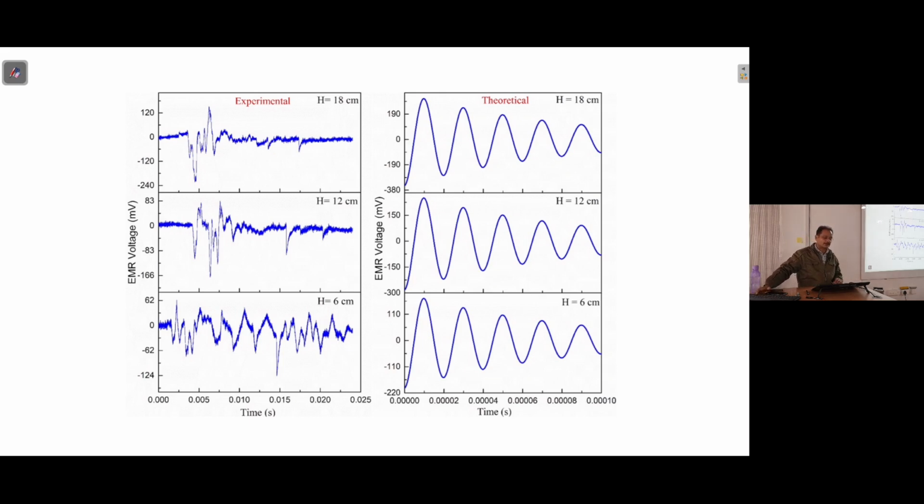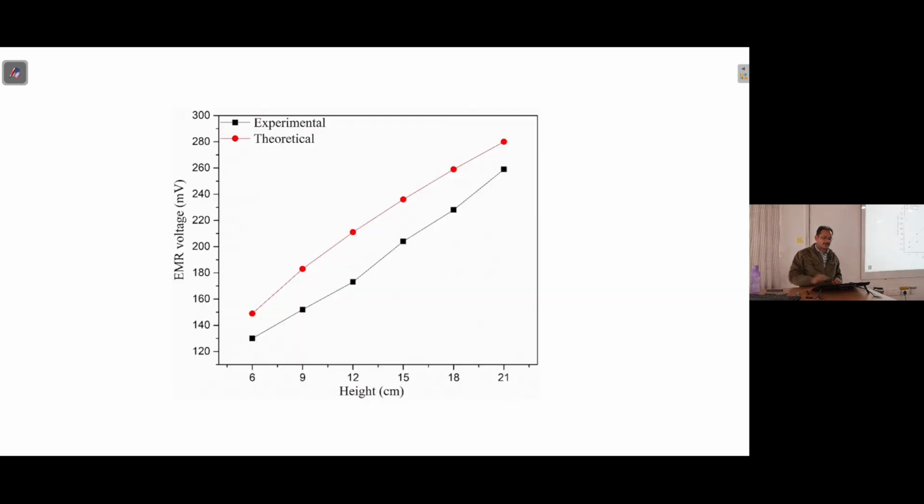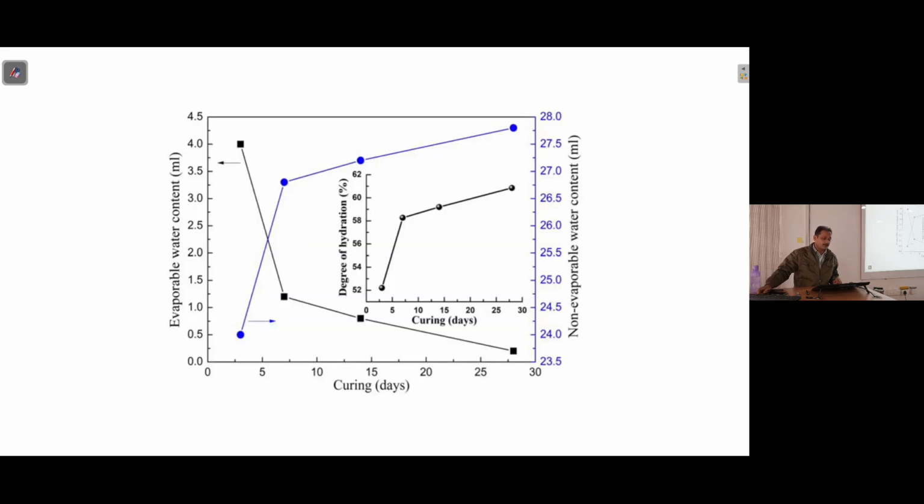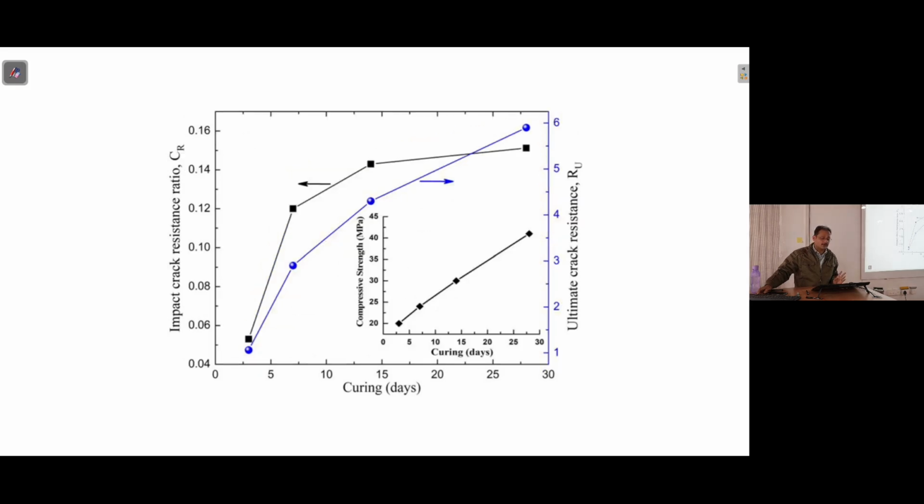So this again represents a comparison of experimental and theoretical results, and this is a comparison of their amplitudes for both the cases. Again, a similar job. And this again is the variation of evaporable water content and non-evaporable. So this maybe I'll just skip.